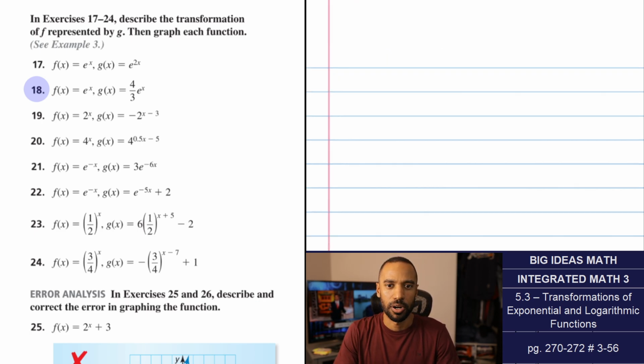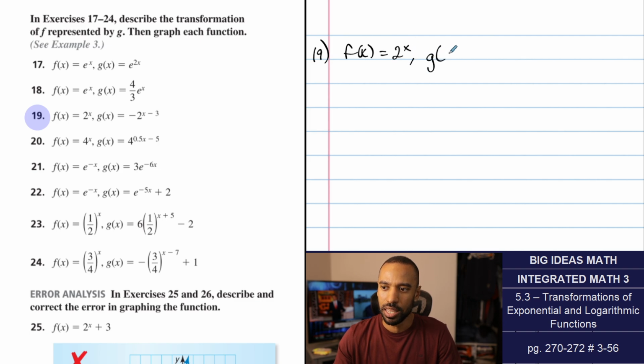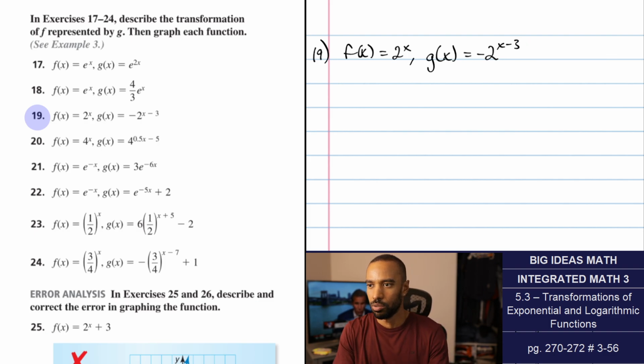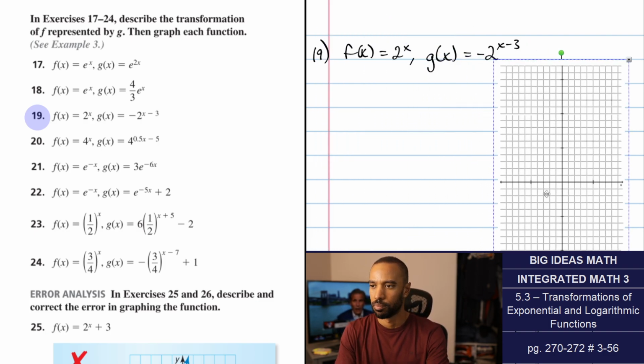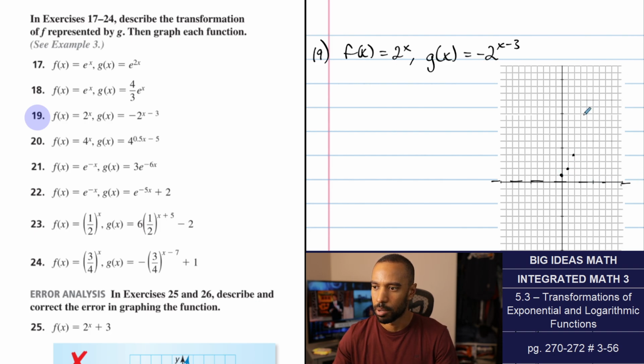Okay, number 19. Good, no e, and I feel much better about this one. Number 19, f of x equals 2 to the x power. I'll even graph the original as it was. And g of x equals negative 2 to the x minus 3 power. Oh boy. Okay. The original 2 to the x graph is right here. Double, double, double, double. 1/2, 1/2, 1/2.